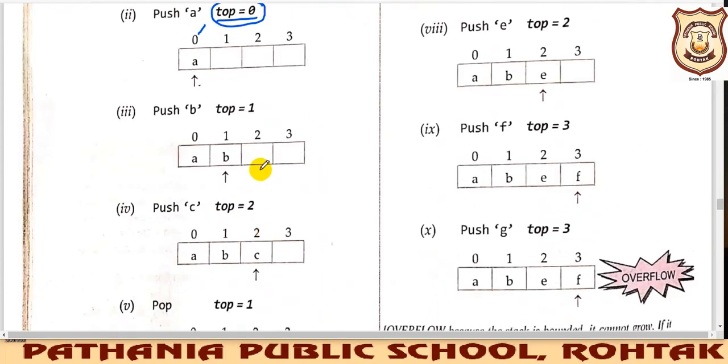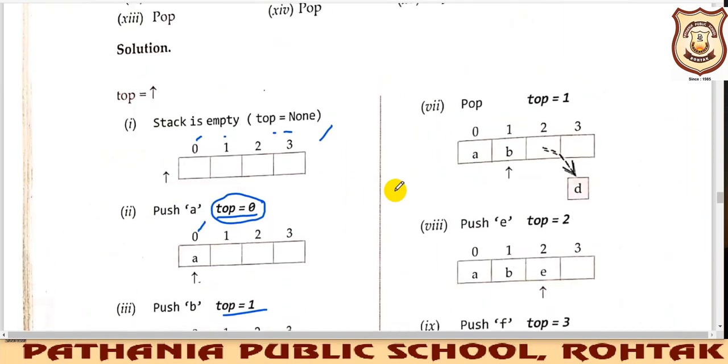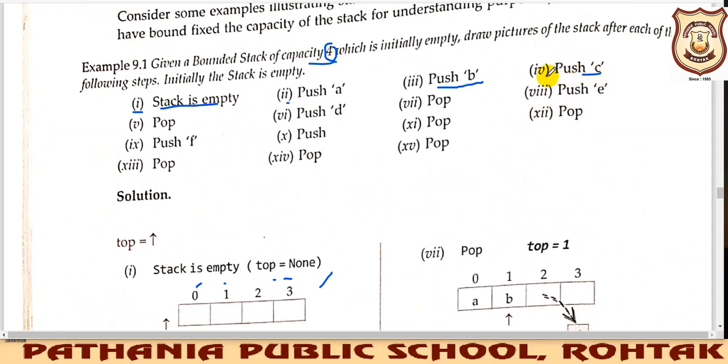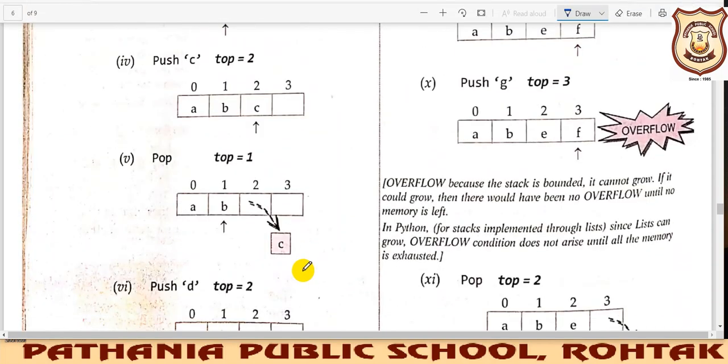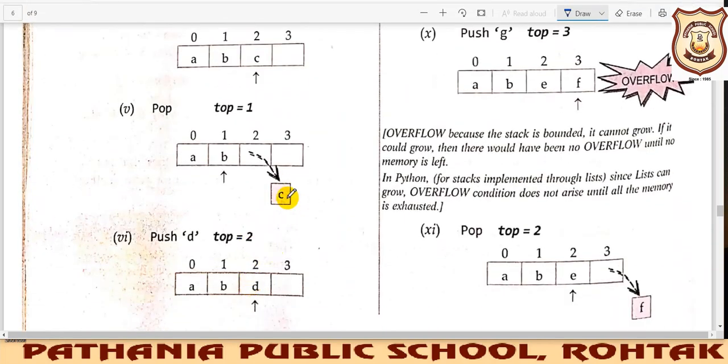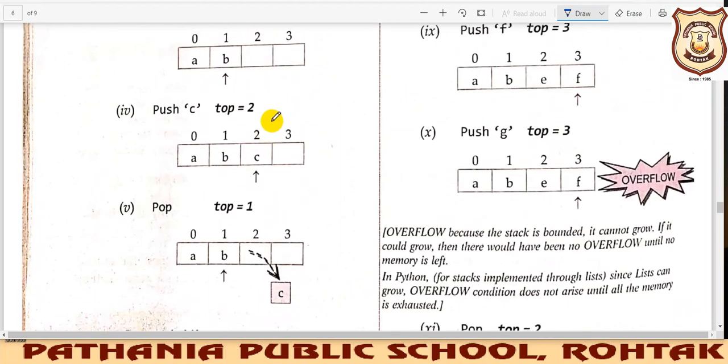So next was to add B, then to add C, and then to pop one element. Which will be the first element? After adding B, the top is now 1. Now again we have added C, push C. In the fourth step we have added C. The fifth step says take out the last element. C has been added last, so it will be taken out first. We are just taking out C, and then the top will be decremented by 1. Earlier it was 2, now it has become 1.